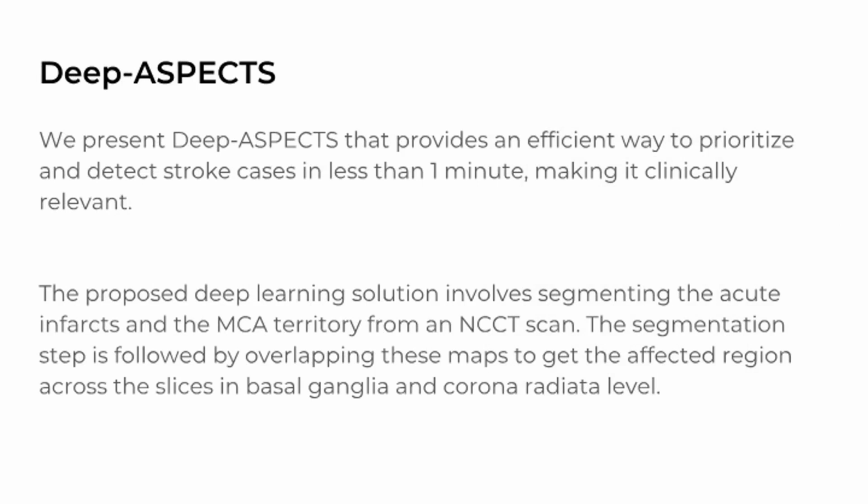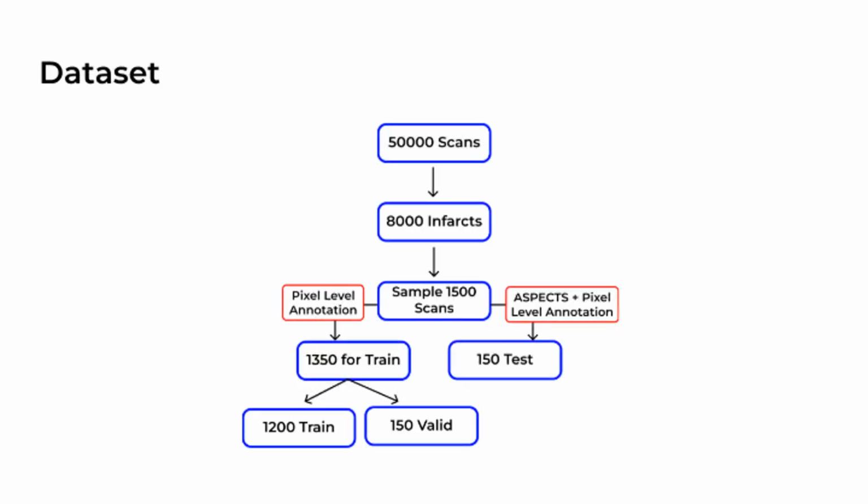Therefore, there is a need to automate the process for prioritizing the patients, hence we developed DeepASPECTS. DeepASPECTS takes a non-contrast CT scan and outputs the ASPECTS score. To aid in development of DeepASPECTS, we curated a dataset containing 8,000 infarction studies. Infarcts are oxygen-deprived parts of the brain. We asked neurologists to mark the pixel-level ground truths for infarcts and MCA anatomy regions on 1,500 examples.